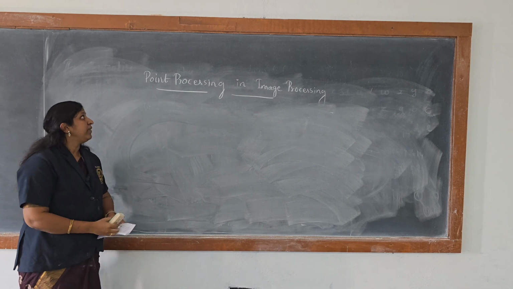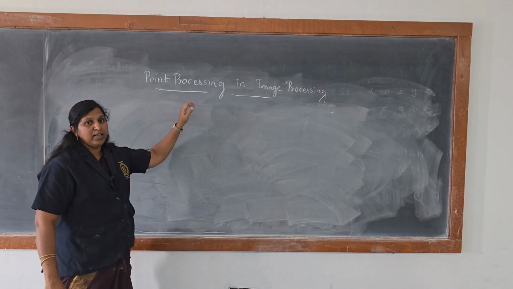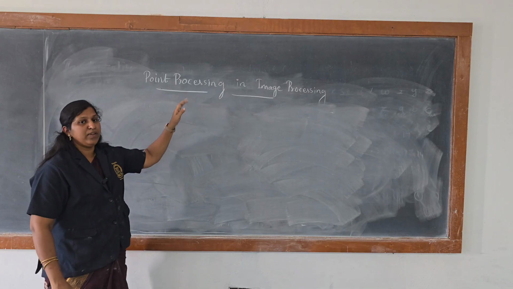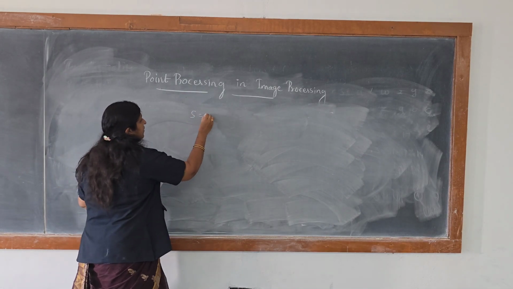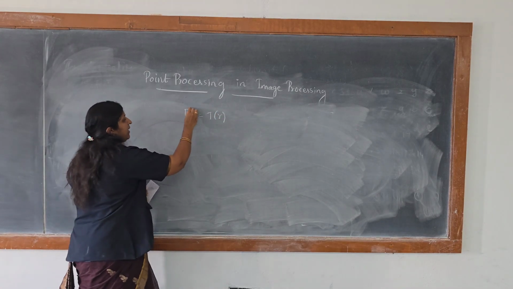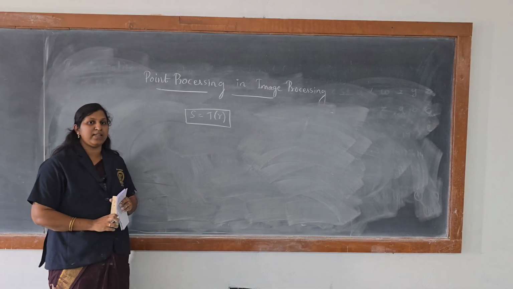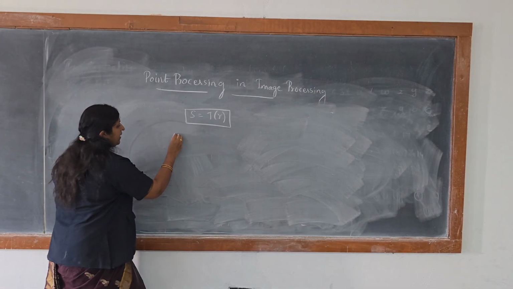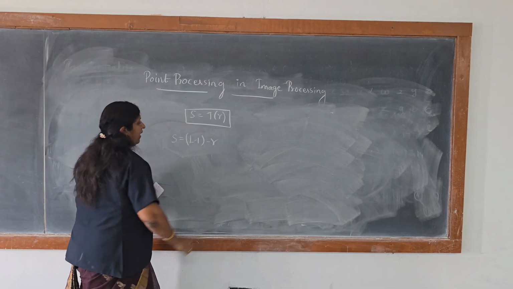Now we can review point processing. Under point processing, we have seen the relation S is equal to T of R. Based on this relation, we have seen four different methods. The first one is digital negative, where we use the relation S is equal to L minus 1 minus R.